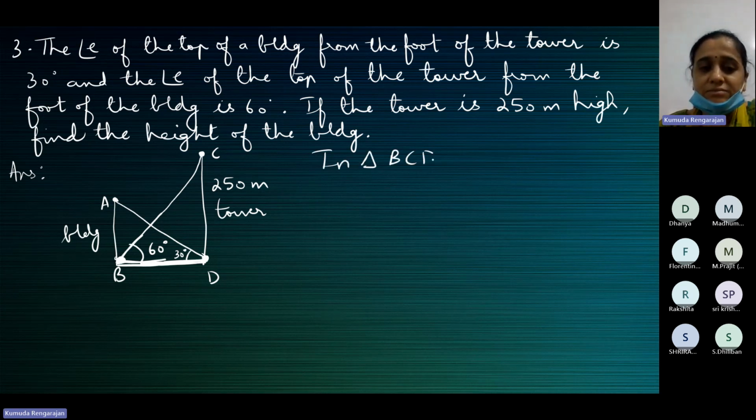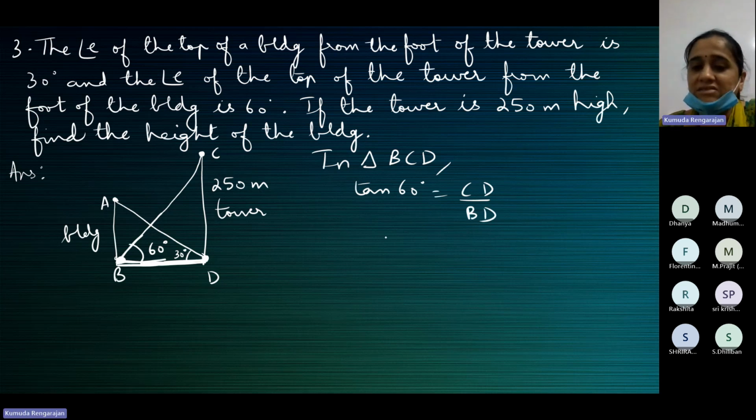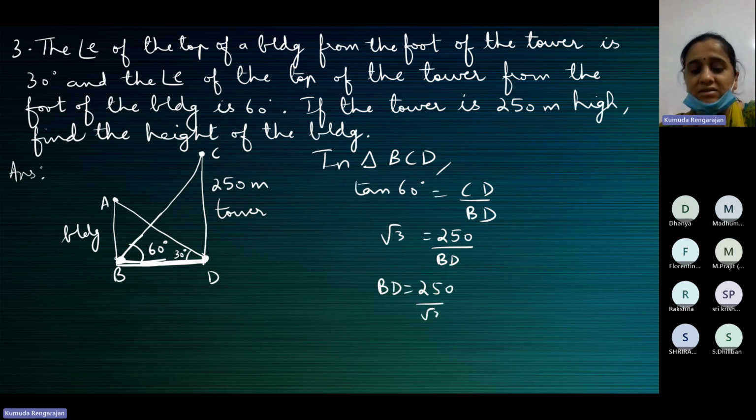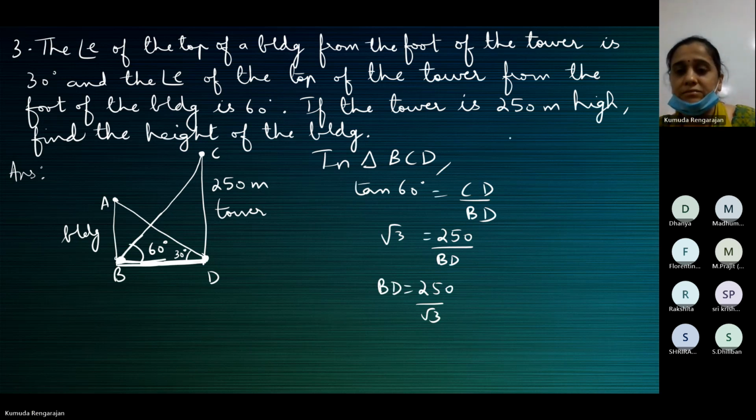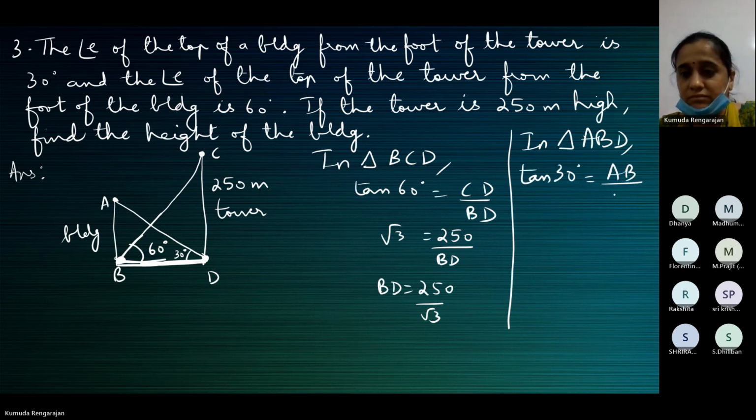So in triangle BCD, tan 60 is root 3. 250 by root 3. We'll just keep it like this for now. We won't do anything with that. Then in triangle ABD, tan 30 is 1 by root 3.